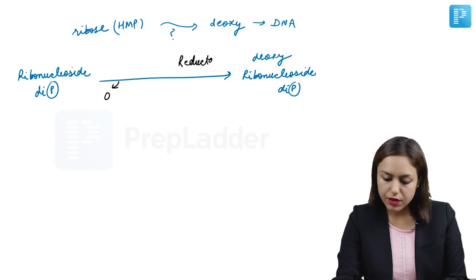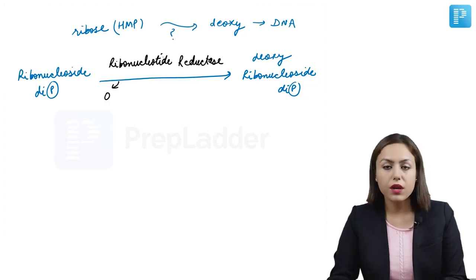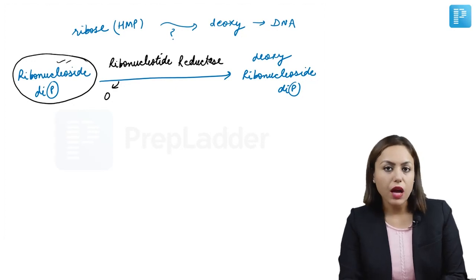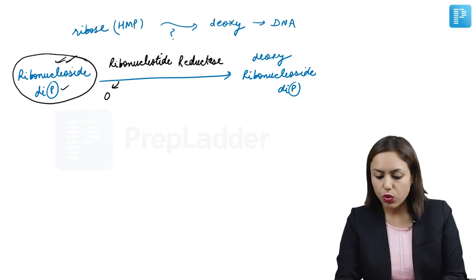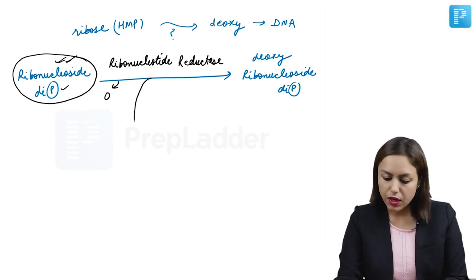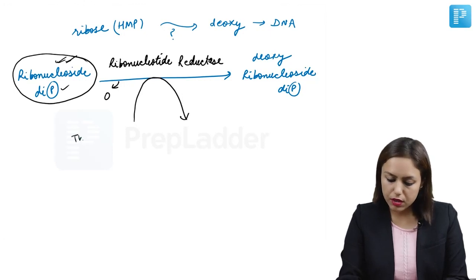So the enzyme is reductase. It is ribonucleotide reductase, because this whole thing is a ribonucleotide having nitrogenous base, sugar and phosphate. So the name of the enzyme is ribonucleotide reductase. So this is getting reduced. On the other hand, thioredoxin is getting oxidized.